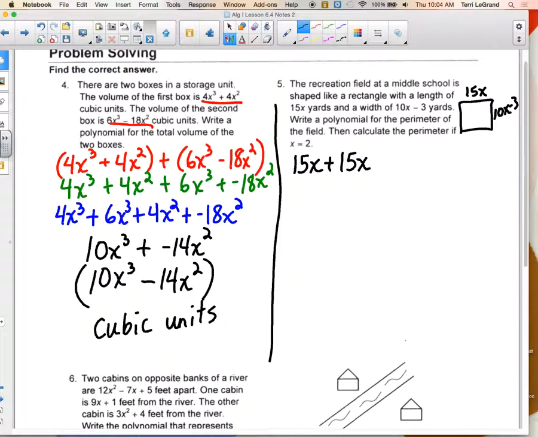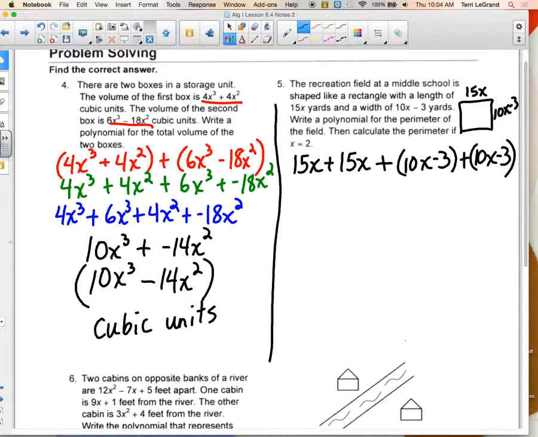You could say I got 2 sides that are 15x. So you could say 2 times 15x, right? Or you could just say 15x plus 15x. And then you have 2 widths in a rectangle. So 2 lengths, 2 widths. It has to be the distance around. So we have 10x minus 3. Because that's not a monomial, we're going to put it in parentheses. Or we could put a 2 in front of that 10x minus 3 and do distributive property, do multiplication. Instead of having to add it twice, we could do that. You could shortcut it that way.